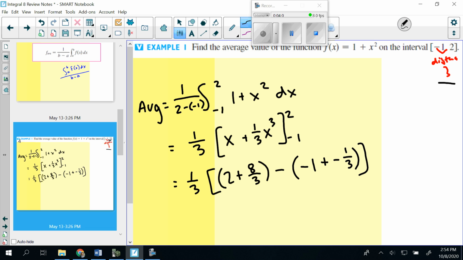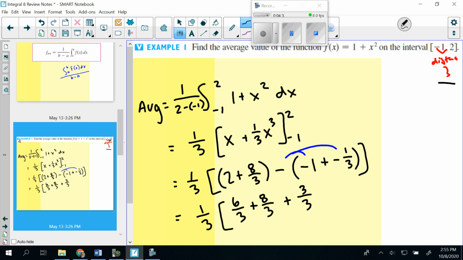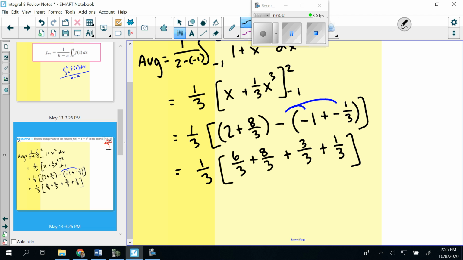All right, so now to finish that, we got to figure out what this is going to equal and then times by 1/3 or divide by 3. In order to add these, we want common denominators. So 2 is the same as 6/3 plus 8/3. This minus sign is going to need to get distributed here. So this is going to turn into +1, or I'm going to change that to a common denominator, 3/3. And then we're going to have minus another negative, so plus 1/3. Now we just have to go through this here, add these up, and we got it.